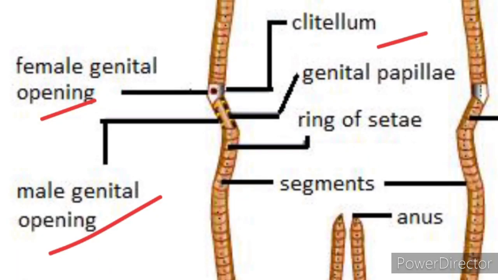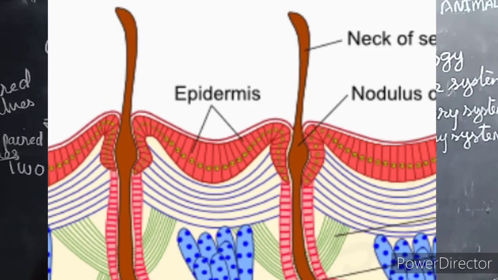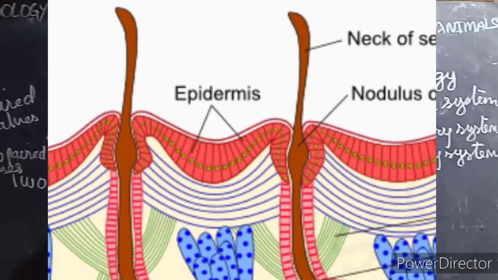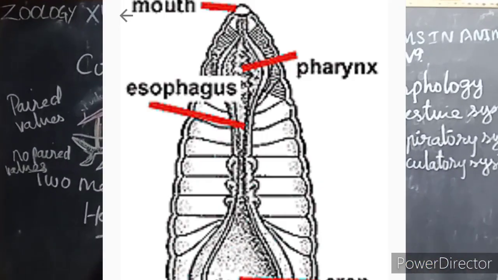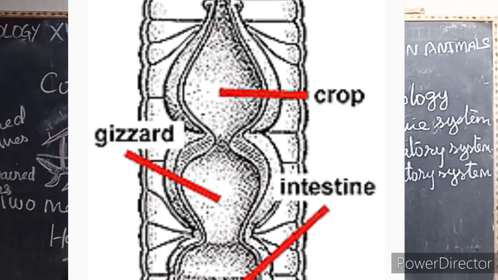Then dorsal pores are present from the 10th segment onwards. The male genital pore is in the 14th segment and the female genital pore in the 18th, and the nephridial pores are present throughout the body except a few anterior segments. They help in the removal of waste. Our digestive system starts from the mouth, buccal cavity, pharynx, esophagus, gizzard, intestine and anus.